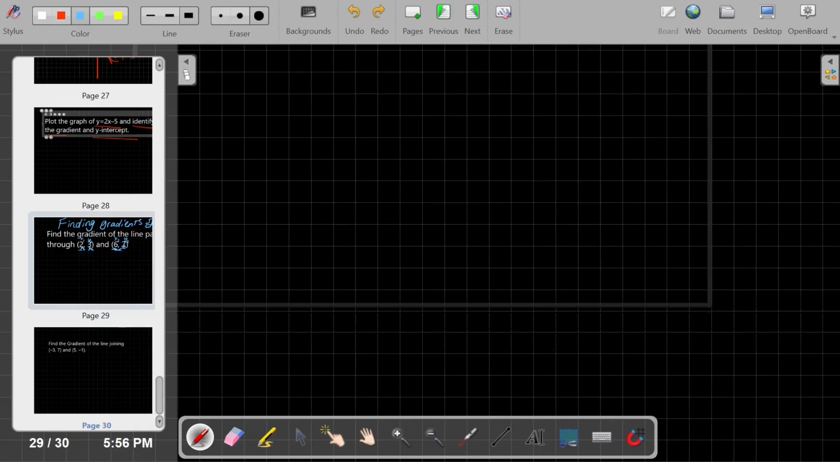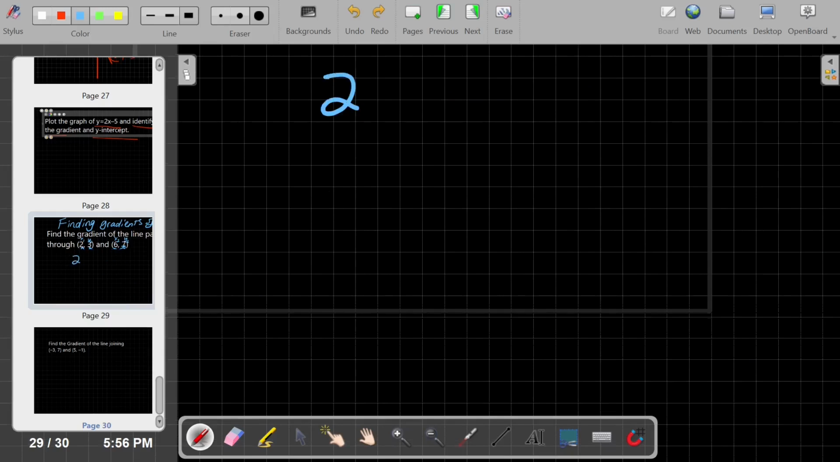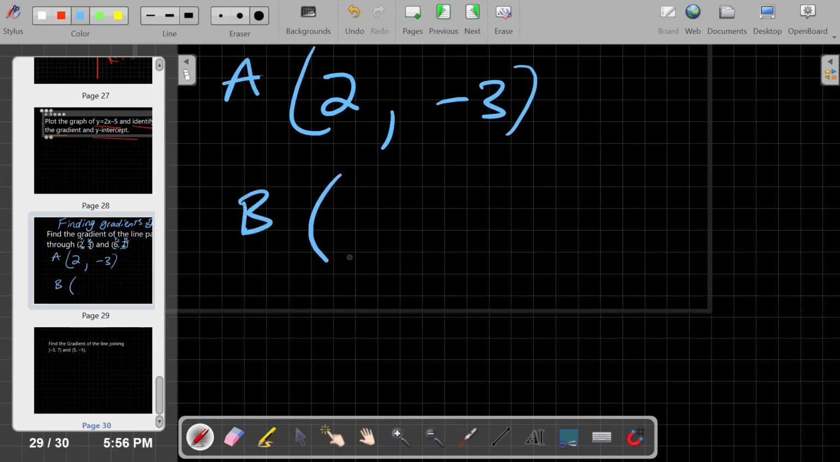Let's say that you have points 2 and negative 3 as your A point, and you also have another point, negative 4 and perhaps a 9, and they ask you, can you please calculate the gradient of the line that is passing through the points A and B? How will you go around that?